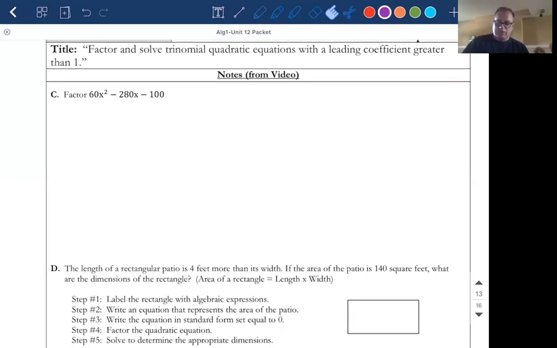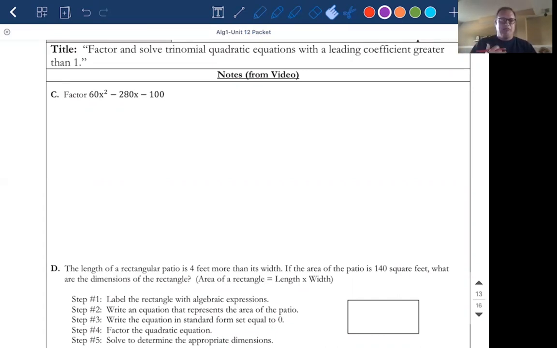So in this video, let's continue our discussion over factoring and solving trinomial quadratic equations that have a leading coefficient greater than 1. All right, well, on C, we'll notice that we have 60x squared minus 280x minus 100. We just have to factor it. Those numbers are kind of big. So here's what I like to do to start.